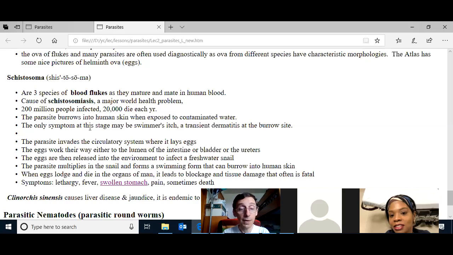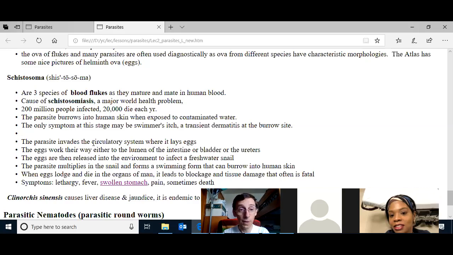Anyways, there's a free-living form of the parasite which swims through the water, and that free-living form can just burrow right through the skin. The only symptom to the patient at this time is that they might have a swimmer's itch, a transient dermatitis at the site where the parasite has burrowed in. The parasite then burrows through the tissue to get to the circulatory system, which is where the parasite finds its home to reach final maturation, meaning humans are the definitive host.